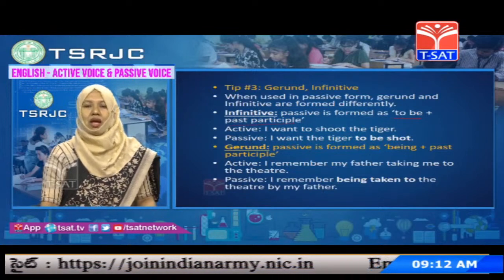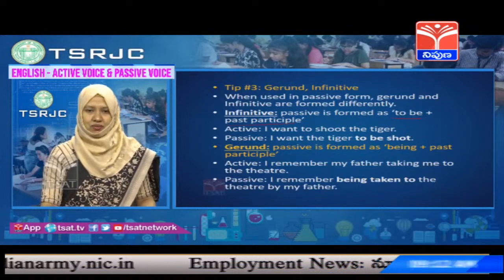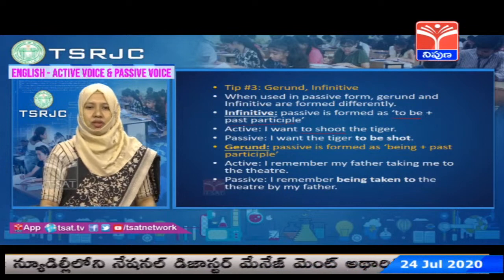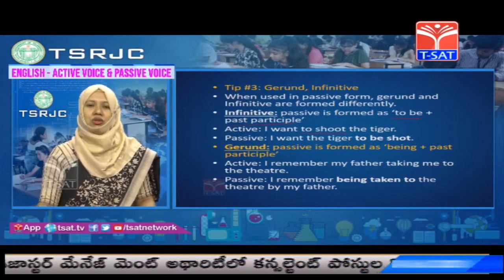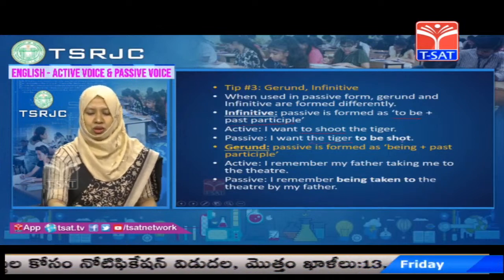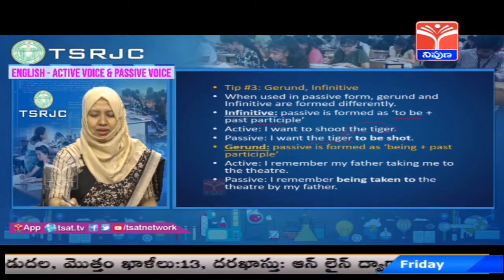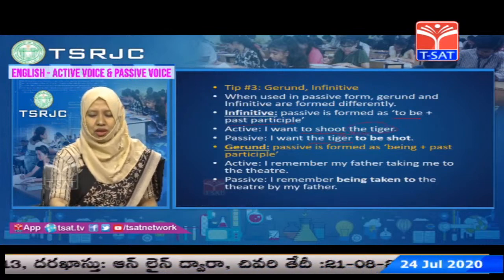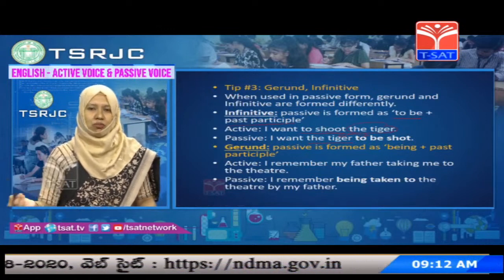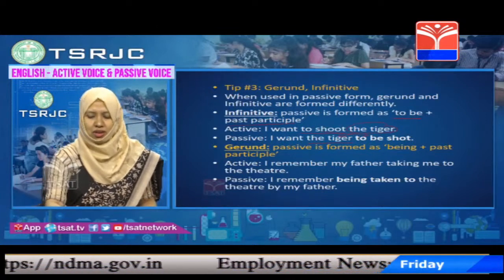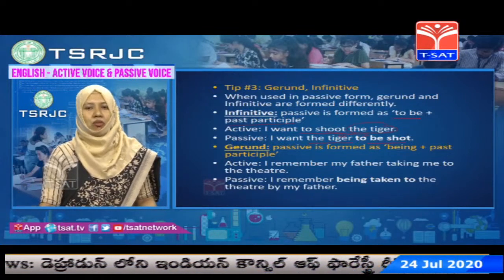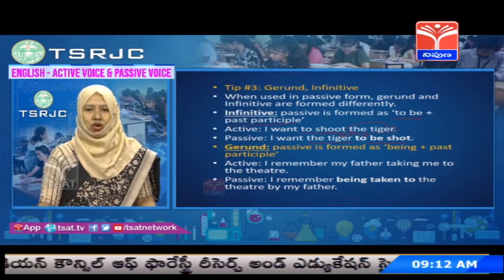For example, I want to shoot the tiger. Here we are using the to infinitive. So, how will you change into passive voice? I want the tiger to be shot. The object is becoming the subject, and here you are using to be shot. Shoot is changed into the past participle shot. So, you are using to be plus the past participle form of the verb. I want the tiger to be shot.